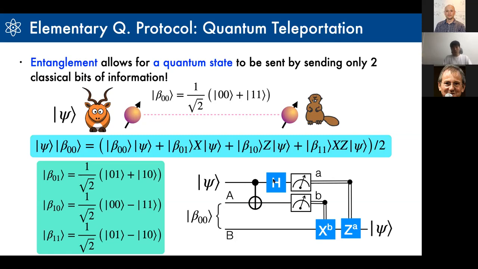Knowing that, after making a measurement, if she measures 00, she just tells beaver, I measured 00. Then in order to recover psi, beaver does not have to do anything. If A says, I measured 11, then beaver knows immediately that he has to apply X and Z in order to recover psi, and so on. So by communicating these two classical bits, beaver knows exactly what local operation he has to apply in order to recover psi, such that the quantum information that originally was in the possession of A has been transmitted to B.